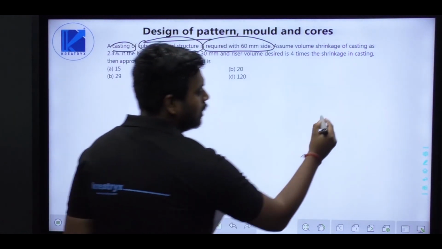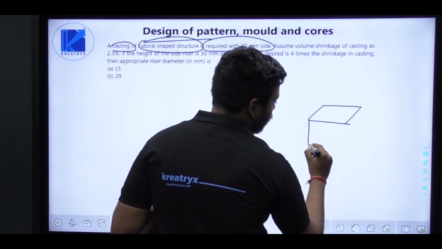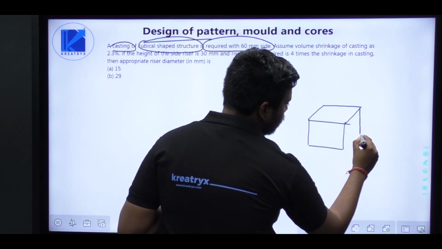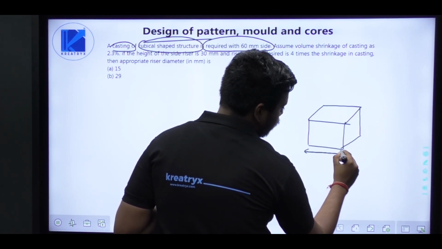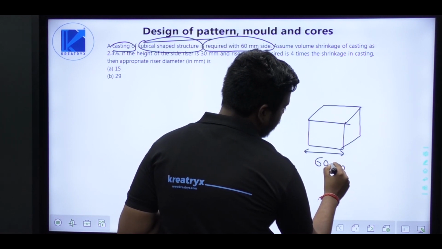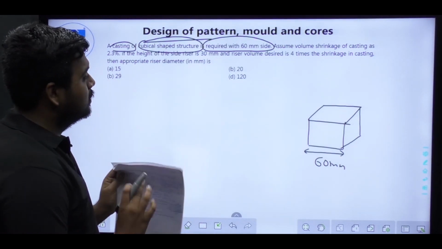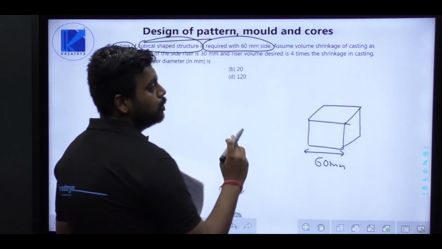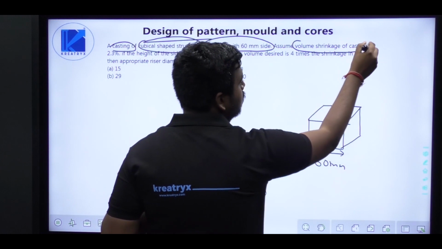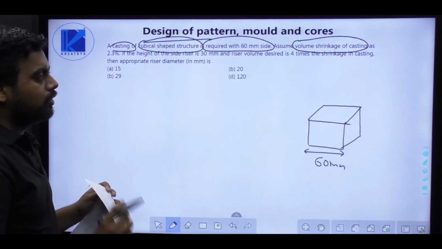So there is a cubical casting. Let's say this is a cubical casting which is having a side of 60 mm. So this is the first important data they have given in this question. Now what is the question further saying? The question is saying assume volume shrinkage of casting. So they are saying that we have to assume the volume shrinkage of casting as 2.3%.